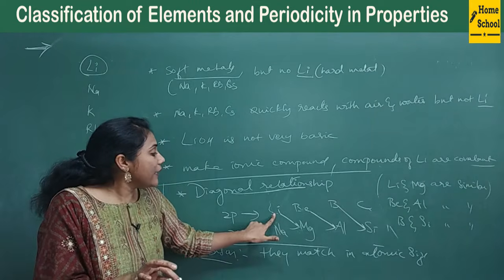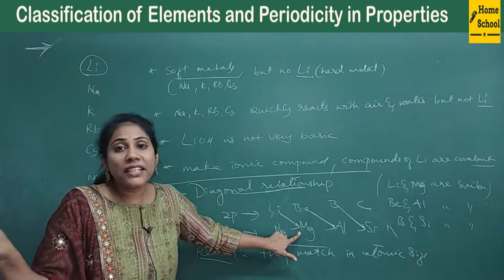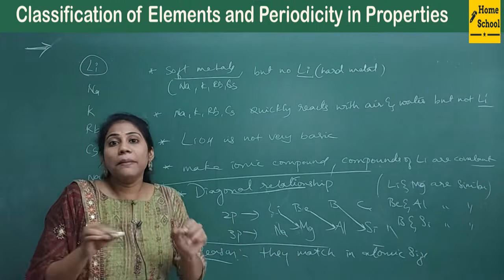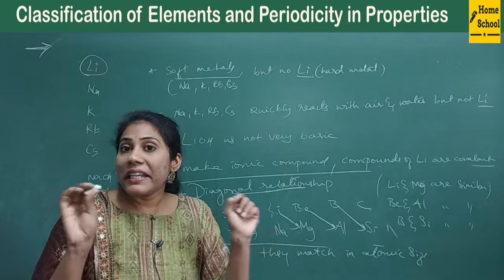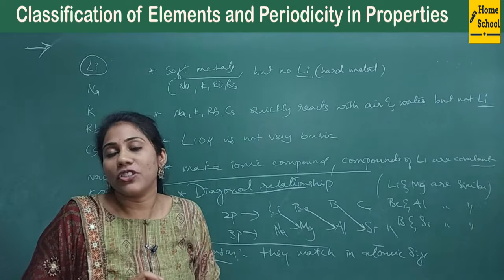Lithium's atomic size is approximately, almost, similar to magnesium's atomic size. That's why, since size is similar, some of the properties are getting matched between them. That's why they are showing diagonal relationship.